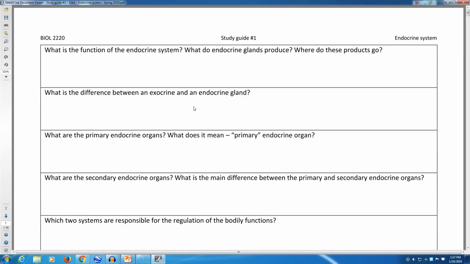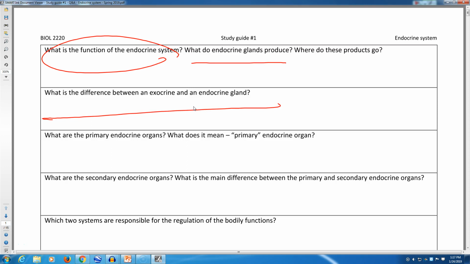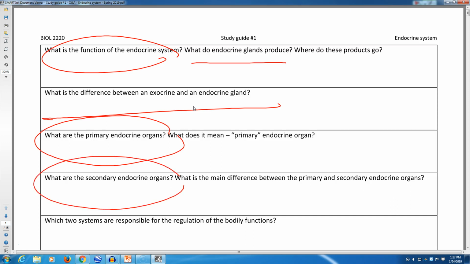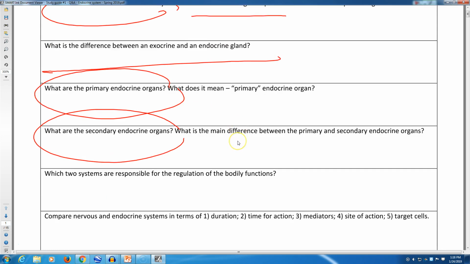Know the function and regulation: endocrine glands produce hormones that go into the blood. That actually goes into question number 2: exocrine glands secrete into lumens, while endocrine glands produce hormones that go into the blood or extracellular fluid. Know your primary endocrine organs and what they produce. Secondary, I'm not going to ask you the list, but if I ask whether something is secondary or primary, you tell me. Clear?